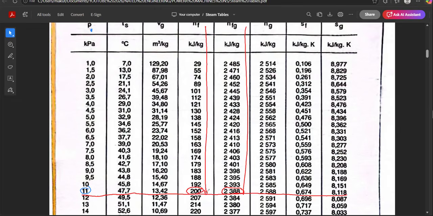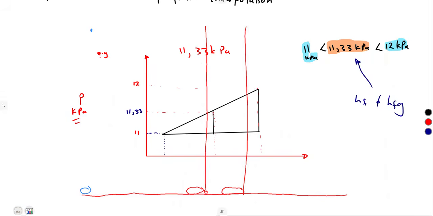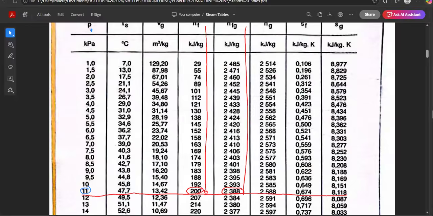So let us start with HF, 200. You're going to take that value of HF, which is 200. Sorry for that, let me just remove it. All right, so this is it, guys.